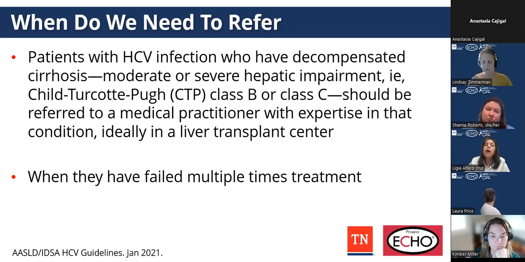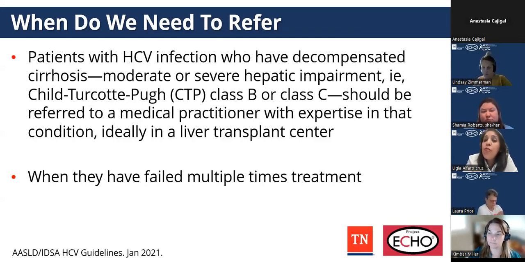They need to be referred to a quaternary center that has expertise in these conditions, ideally a liver transplant center, because these patients may qualify, especially if we're talking about decompensated cirrhosis, where they can have portal hypertension, they can have hepatorenal syndrome as well, and they may need further workup and further interventions. So ideally, we want to refer these patients to a liver transplant center. The other time when we think it's appropriate to refer to a subspecialist or to a quaternary level center is when they have failed treatment multiple times.